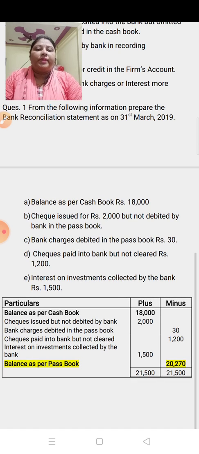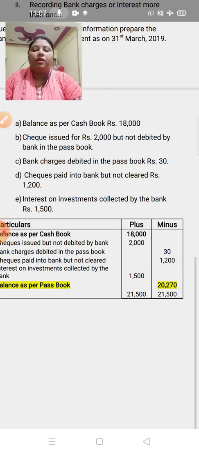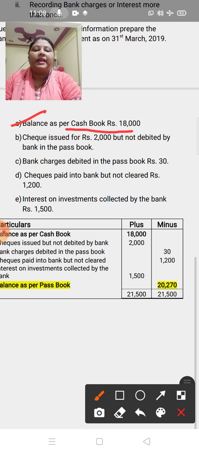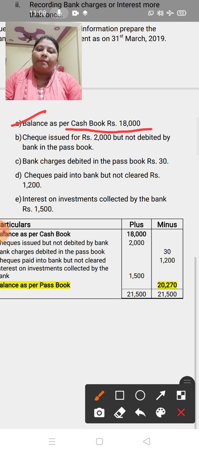From the following information, prepare the bank reconciliation statement as on 31st March 2019. Here you have to prepare the bank reconciliation statement. So these are the transactions given. See, the first is balance as per cash book. If balance as per cash book is given, then you have to find out balance as per passbook. So this is the balance as per cash book, amount is 18,000.